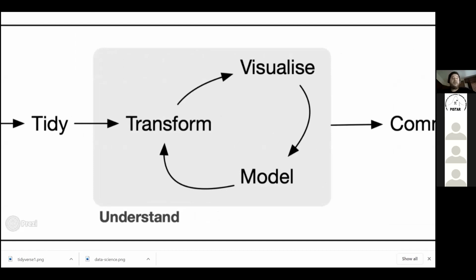And now this transform, visualize, model may seem trivial, and in some ways it's been part of statistics for many, many years as a concept. What I think the tidyverse and Hadley Wickham have done is they've made this cycle more central. A lot of statistics tends to put modeling at the end. It sort of thinks of it almost more linear. You might want to visualize and transform, but the real aim is to get understanding from modeling.